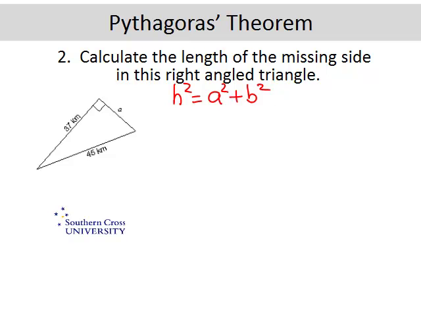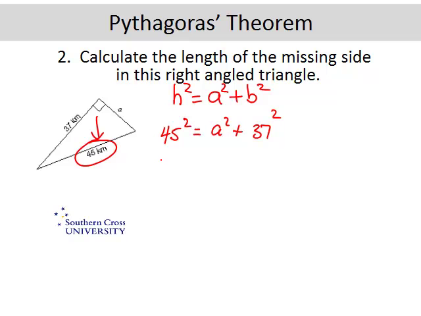Substituting in what we know, the hypotenuse, you know that this length here is the hypotenuse. It's opposite the right angle. It's the longest side. You can tell by looking at it, it's the longest side. So 45 squared is equal to a squared plus 37 squared.